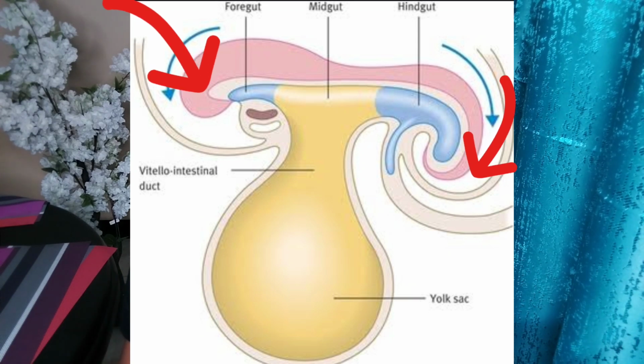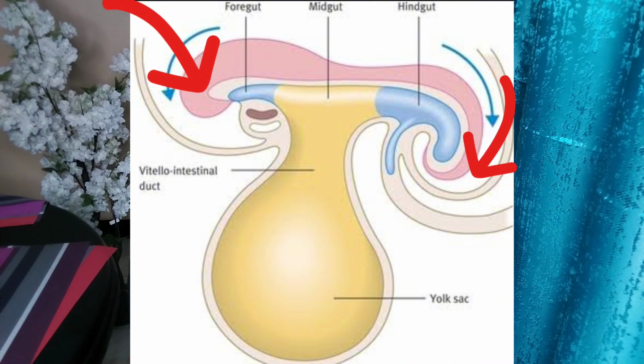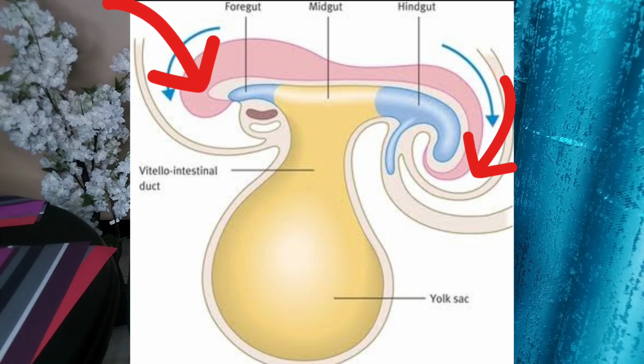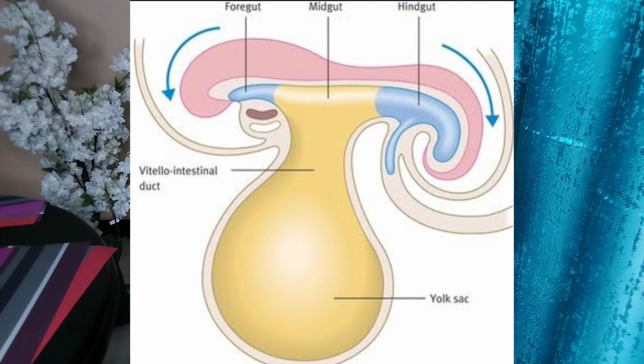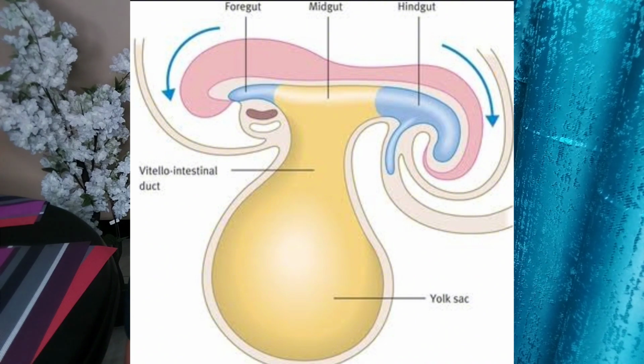So it folds in that direction on both sides, and this also causes folding of the endoderm, the inner cell layer. That inner cell layer that was first formed in the gastrulation phase is also going to be folded into a gut tube. And this gut tube has three segments. It has a foregut, a midgut, and a hindgut.